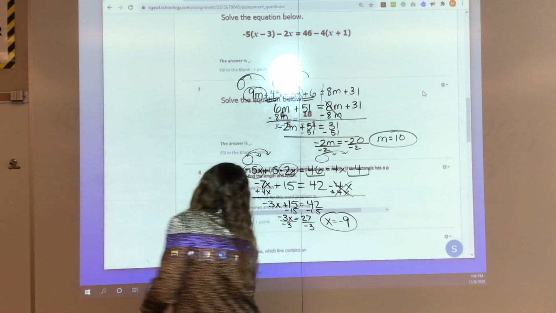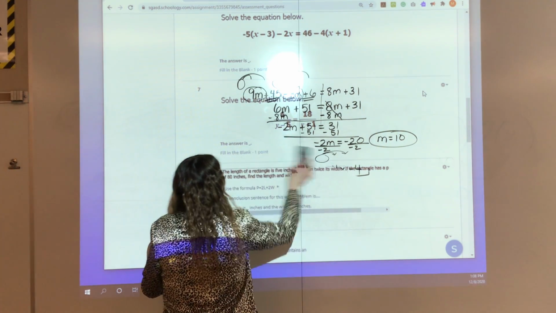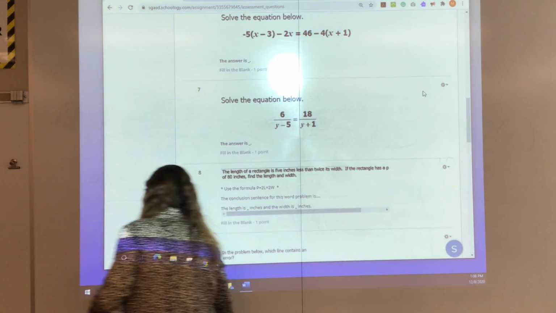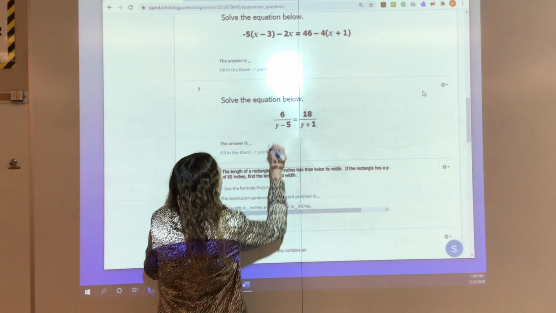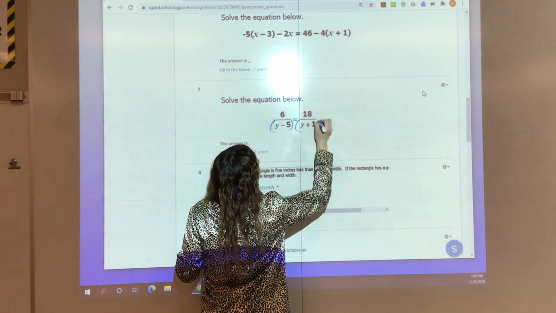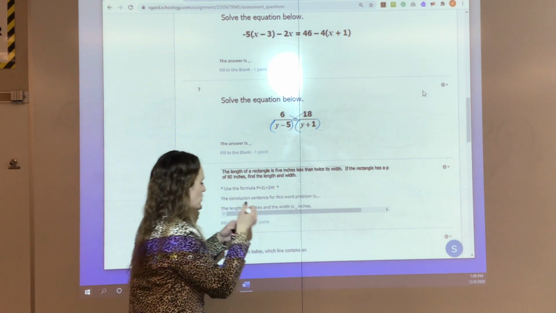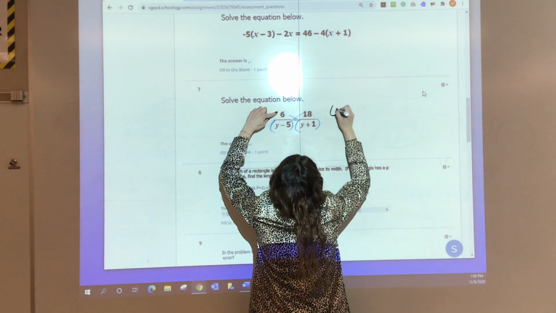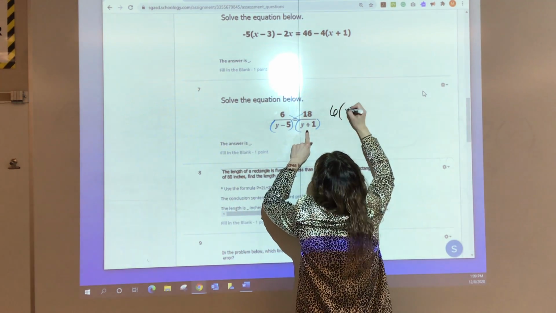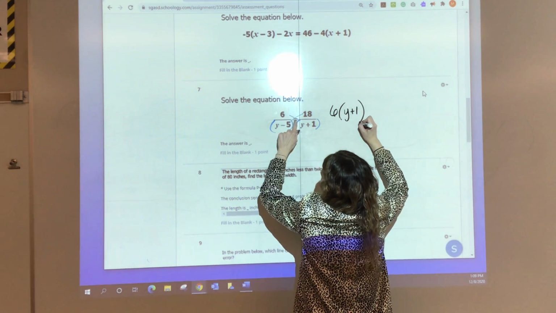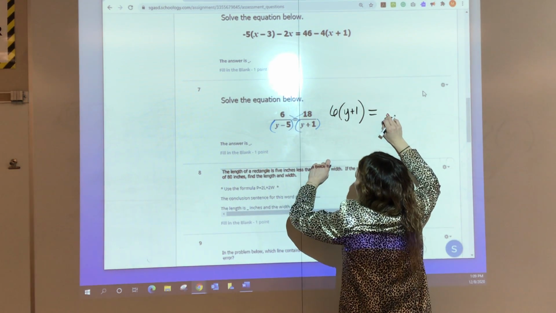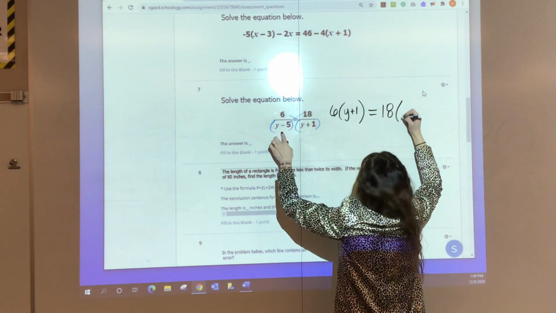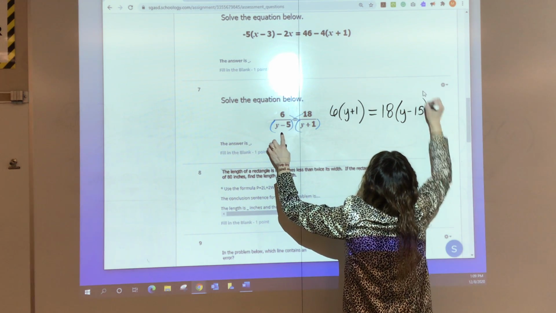Number 7 is a proportion. And I know that whenever I have proportions with more than one term, I need to package those terms in parentheses. So I got to package these, then cross multiply. All right, so I'm going to have 6 times the quantity, everything in here, y plus 1. There's an equal sign in between, so let's keep that equal sign right in between. Next, we're going to have 18 times the quantity, everything inside those parentheses, y minus 15.